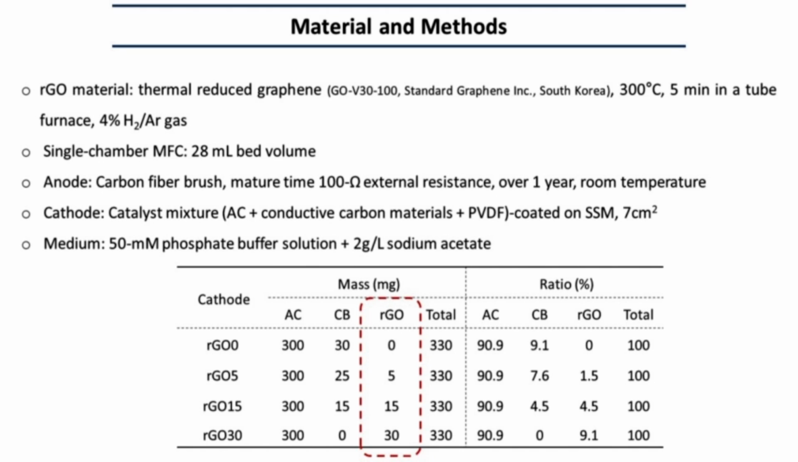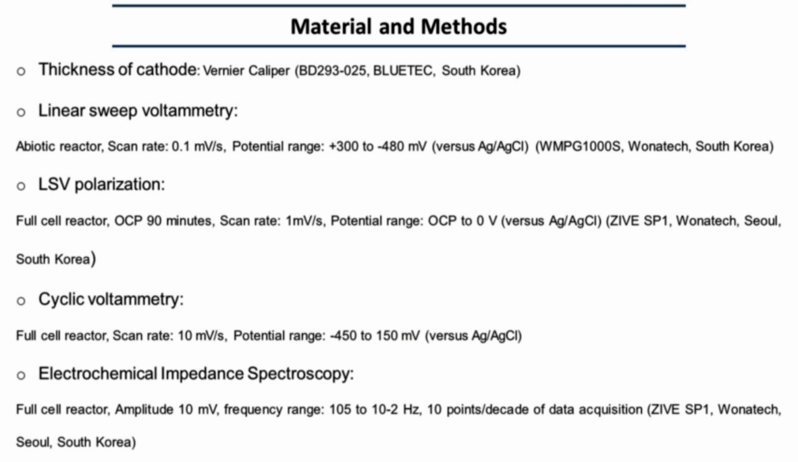50 millimole of phosphate buffered salinity was used as the electrolyte, and 20 grams per liter of sodium acetate was injected as the substrate. The combination of activated carbon, carbon black, and RGO was formulated as shown in the following table. The following is the experimental method.